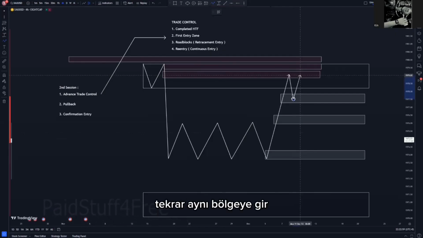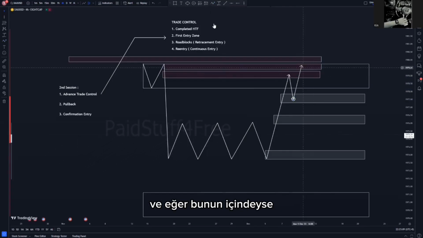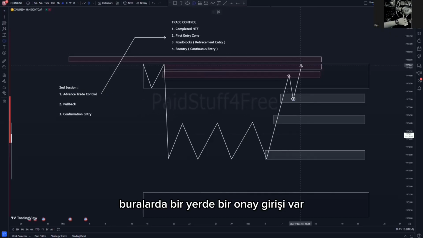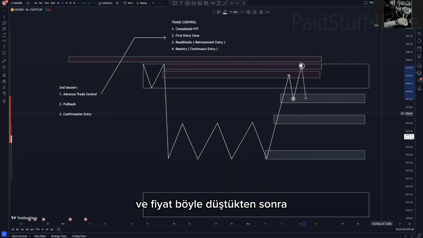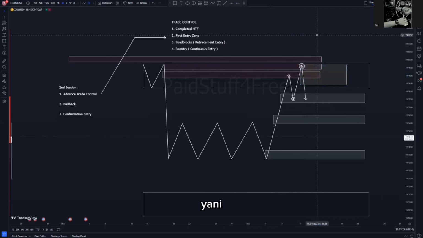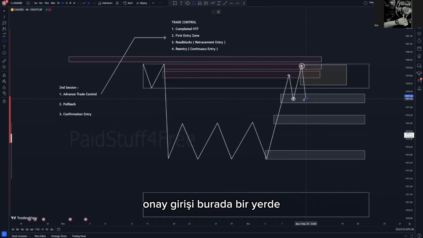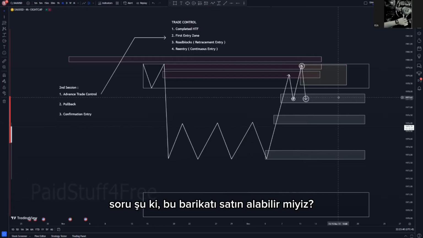So for an example, it gets into the same zone again, and if there is no confirmation entry, the price is going to go a little bit higher. And if inside of this one there is a confirmation entry somewhere around here, then the price is going to go down. After the price went down like this, and managed to create an engulfing sell on M30, this is what we need. So after the price created the confirmation entry somewhere here, the question is, can we take a buy on this roadblock?